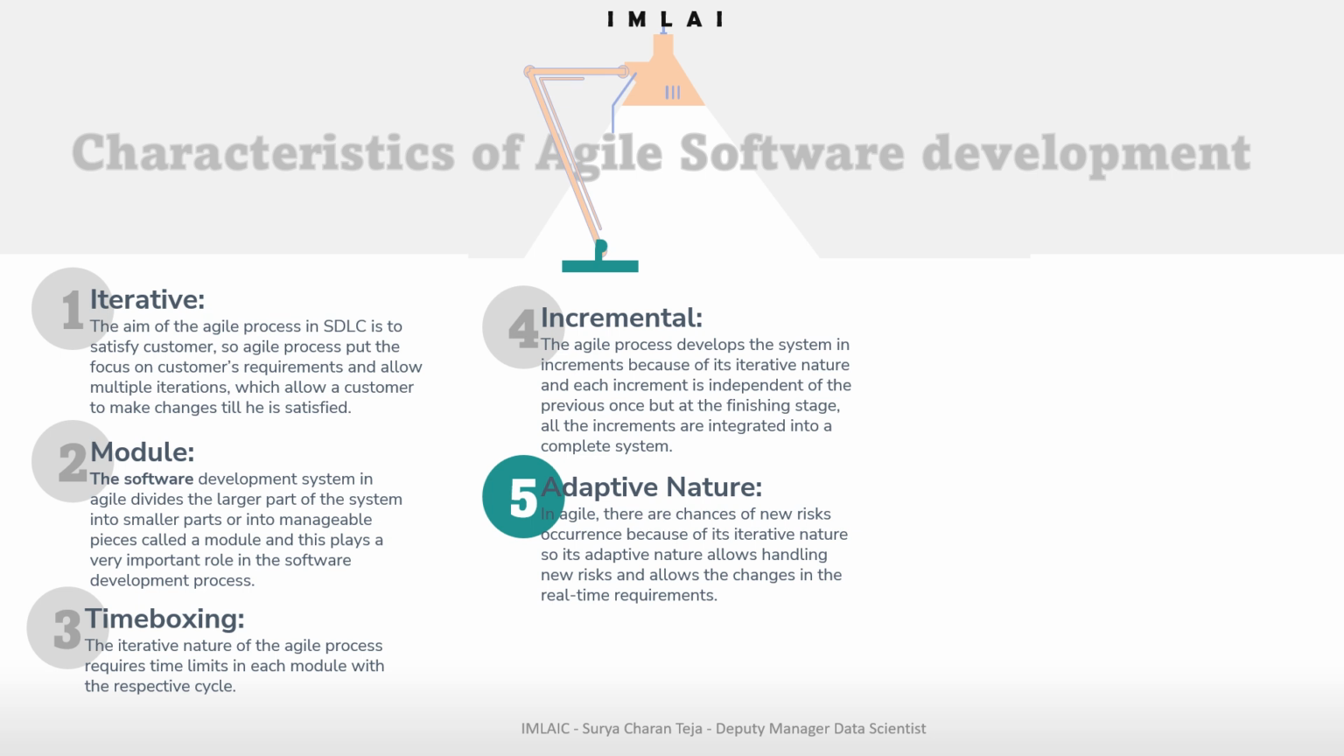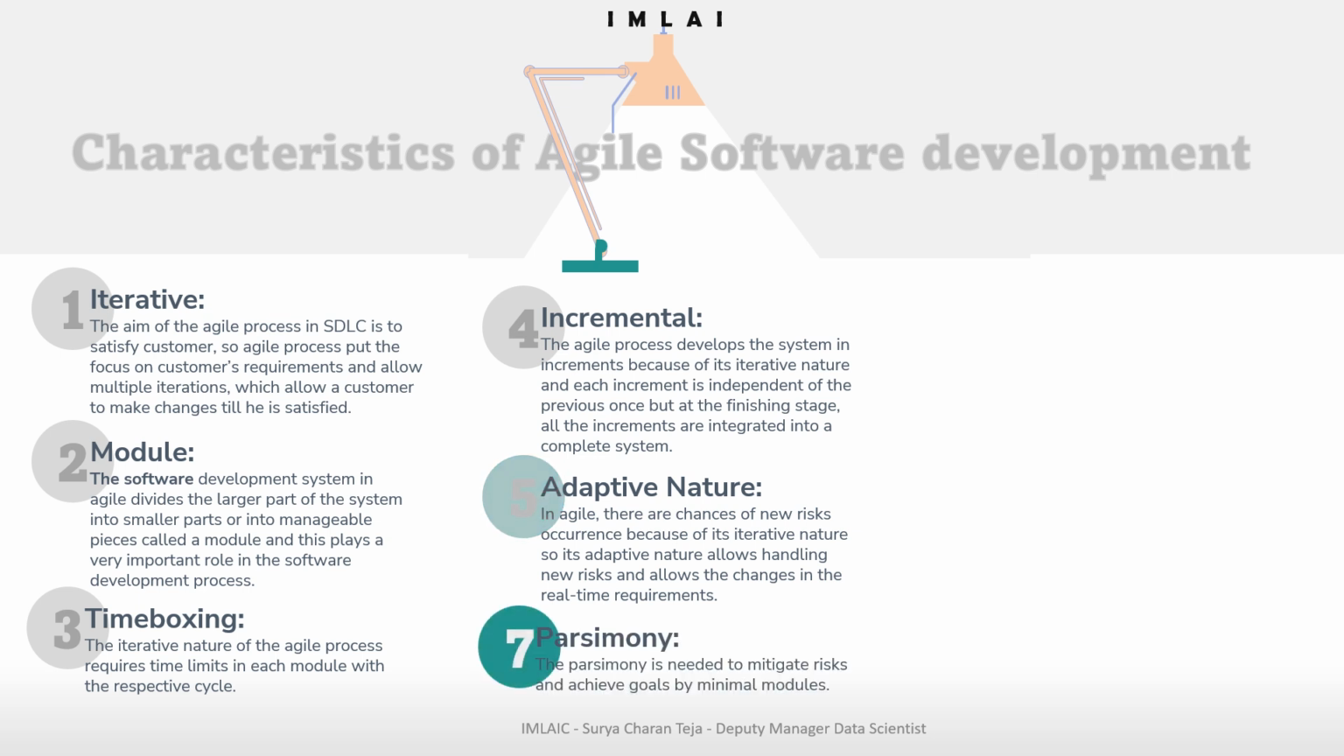And the fifth characteristic of agile software development is adaptive nature. In agile, there are chances of new risks occurring because of its iterative nature. So its adaptive nature allows handling new risks and allows changes in real time requirements.